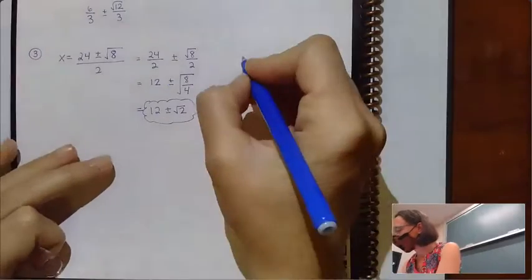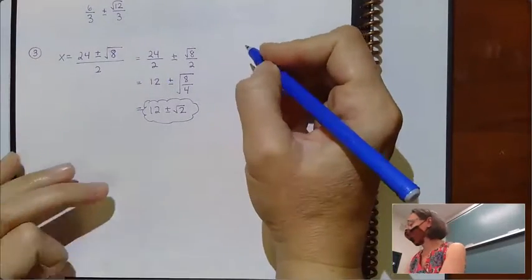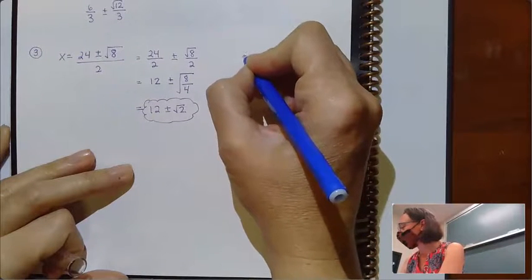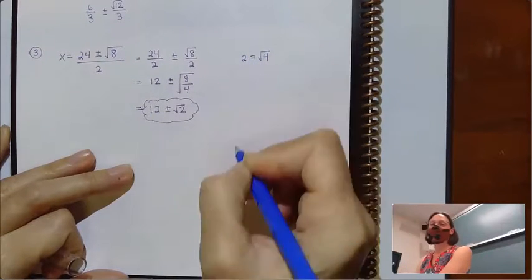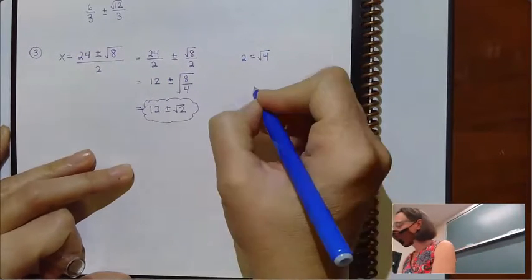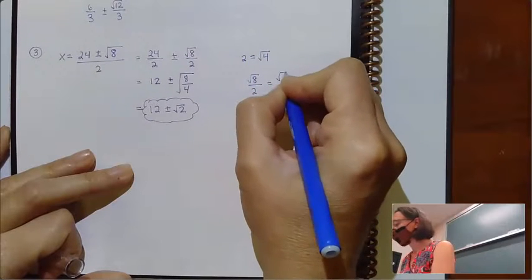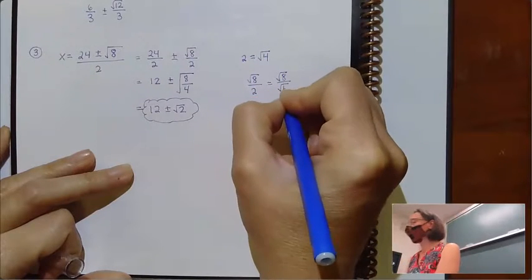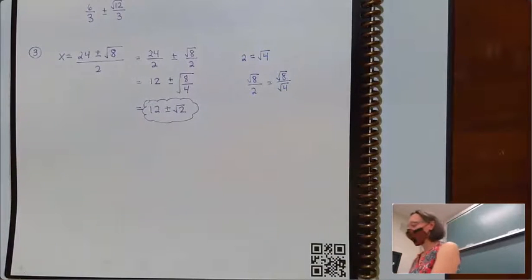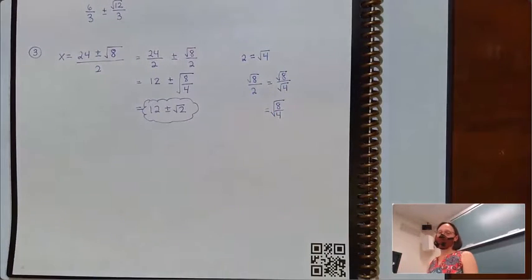So I think the thing that we have to recognize is that 2 is the square root of 4, yes? So if 2 is the square root of 4, then when I see the square root of 8 divided by 2, I can think about that as the square root of 8 divided by the square root of 4. And when we have multiplication or division, we can put that all together under one square root.